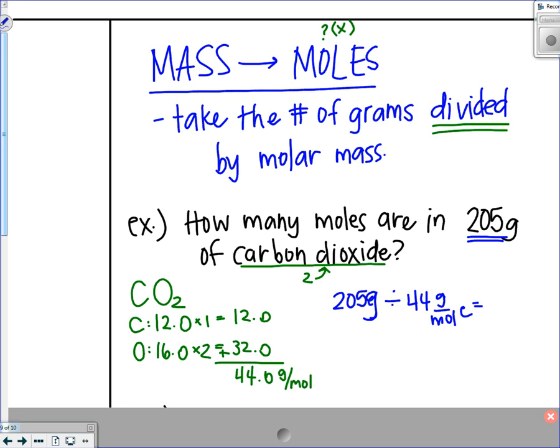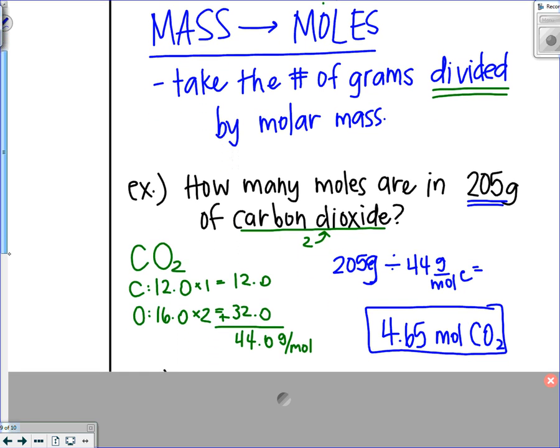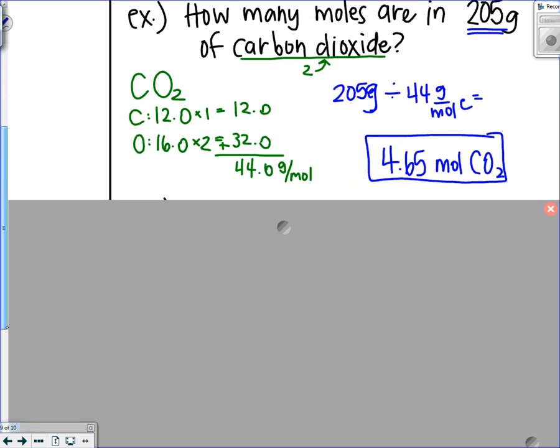And when you divide that, you get that 205 grams is approximately equal to 4.65 moles of carbon dioxide. And it is okay that we have a decimal like that. Mole amounts don't always have to be whole numbers. It's totally acceptable that we have 4.65 of a mole. Okay, so that's one example of going from mass to moles.